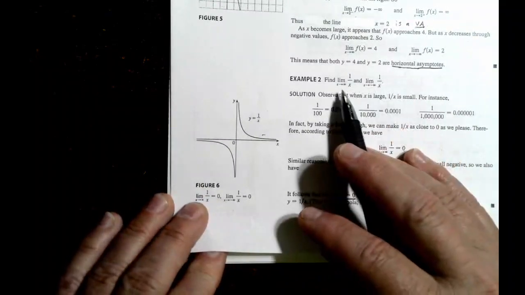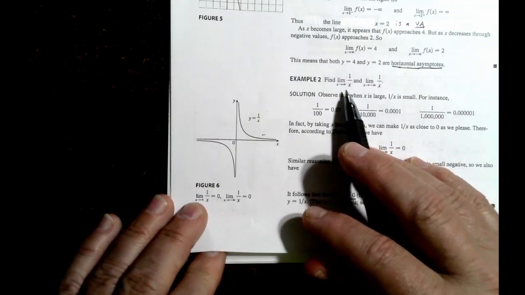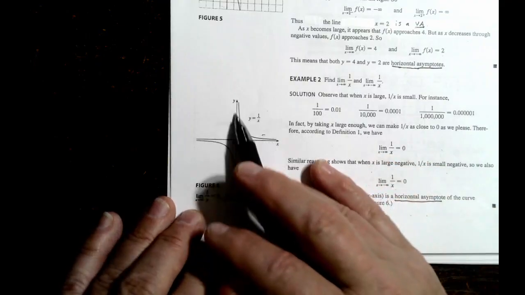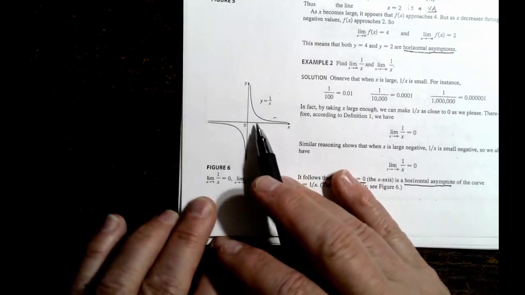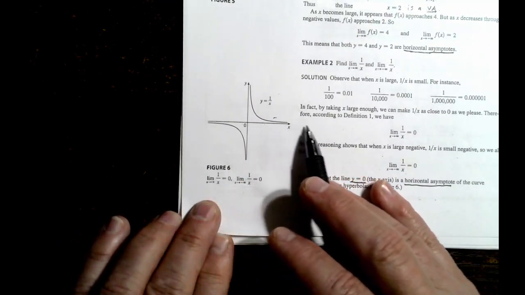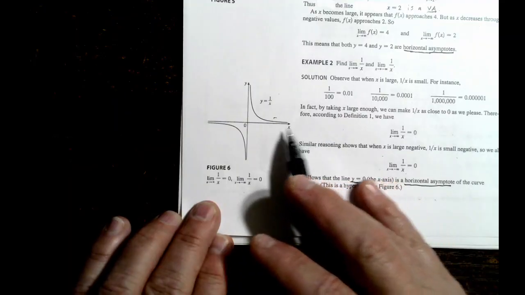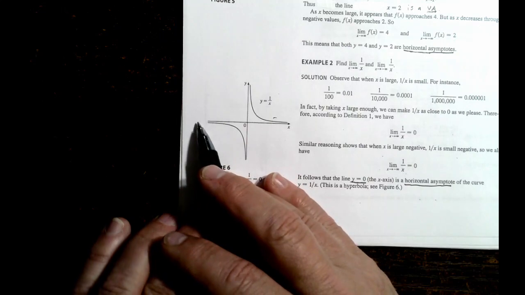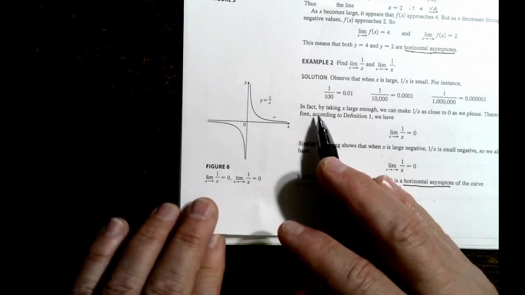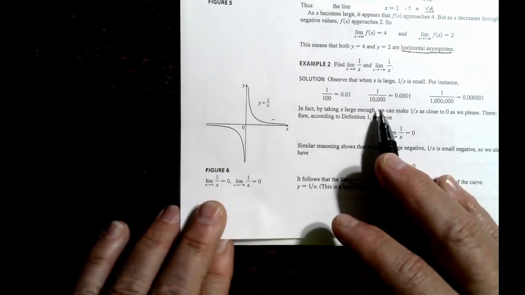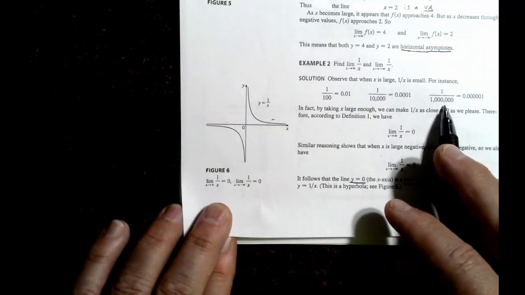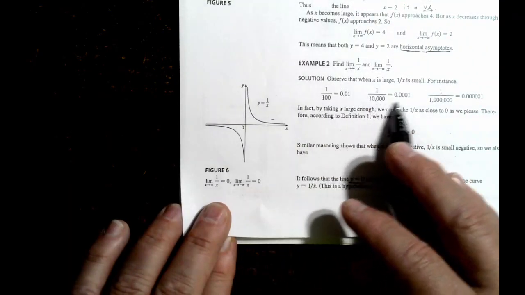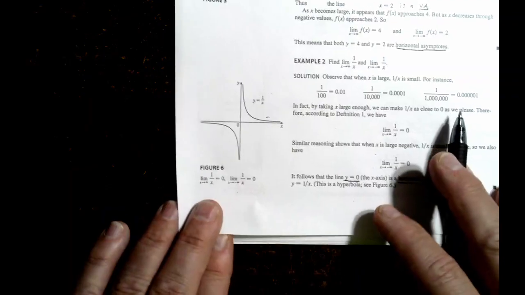So now they say find the limit as x goes off to infinity or minus infinity of 1 over x. Well, here's 1 over x. If you look at the graph, you'd expect as you go off to infinity, it would approach 0 from above. And if you go off to negative infinity, you would expect it to approach 0 from below. So if you plug in infinitely large numbers for x, 1 over x gets smaller and smaller and smaller.